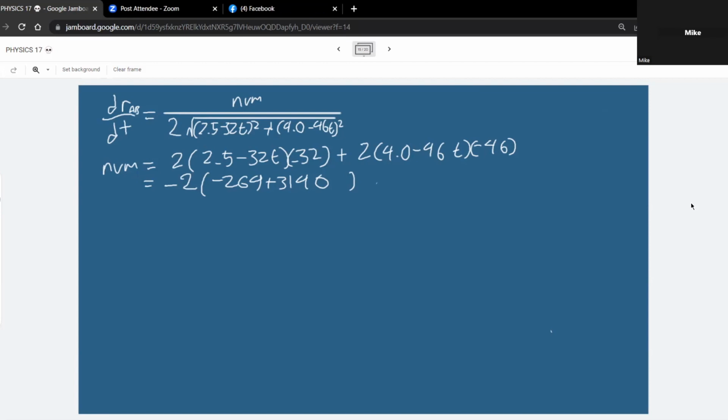Deal with r square AB, 32t square plus 4.0 minus 46t square. Twice r sub AB, drAB dt is 2 times 2.5 minus 32t times negative 32 plus 2 times 4.0 minus 46t minus 46. Tapos may common factor ng 2, so I can cancel that.